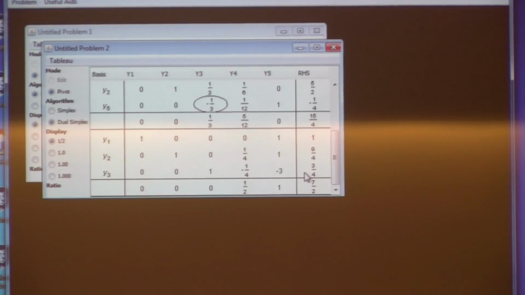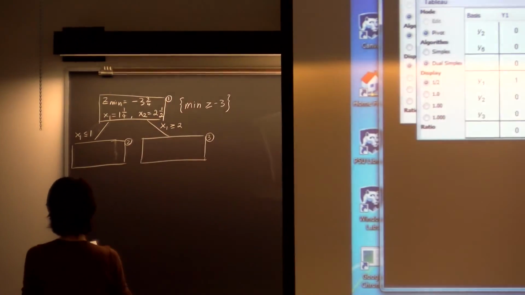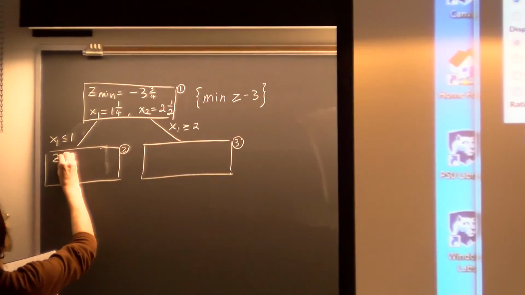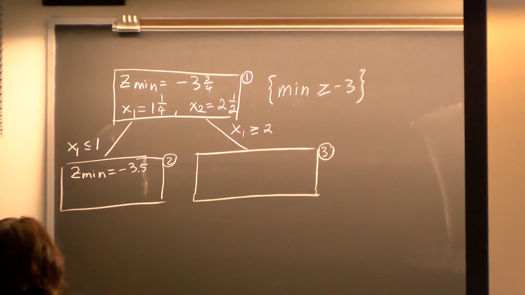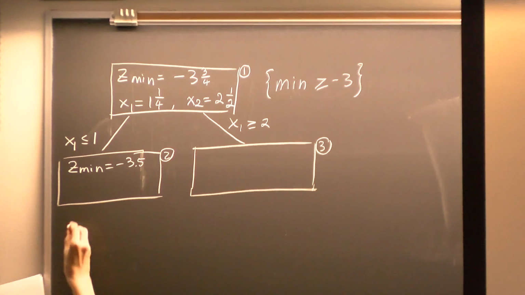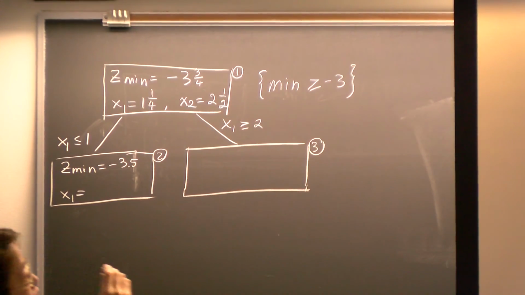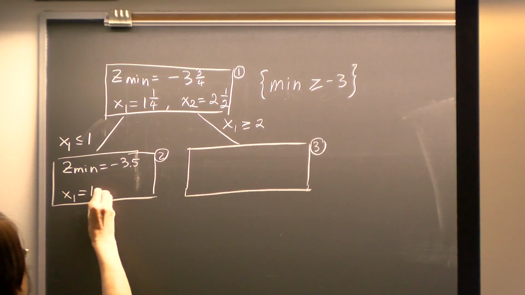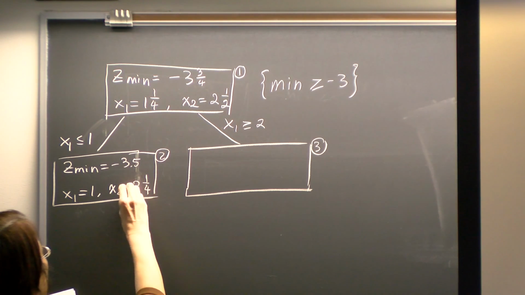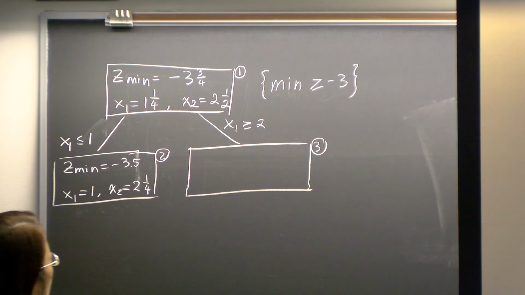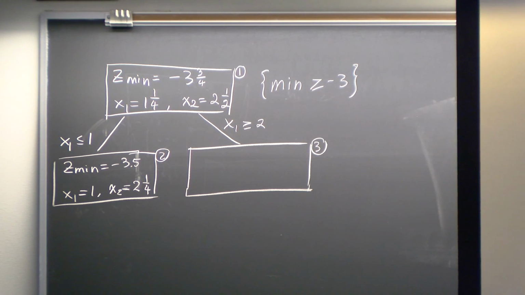So the minimum is 3.5. So z min is negative 3.5. Let me just write decimals. x1 is, y1 is 1. x2 is 2 and 1/4. Okay, so we'll leave that there, and we need to solve the other branch.